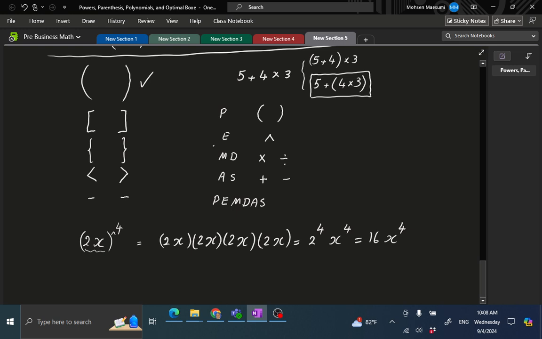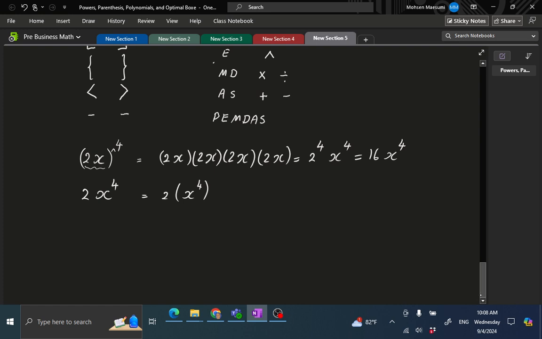As opposed to what? As opposed to if I had written 2x^4, what do we understand here? Exponentiation beats multiplication. So this is understood as the following: 2 times x to the power of 4. So exponentiation goes first. We figure out what is x to the power of 4 and then we multiply by 2. Notice the difference in the result. This is 2, that's a 16.